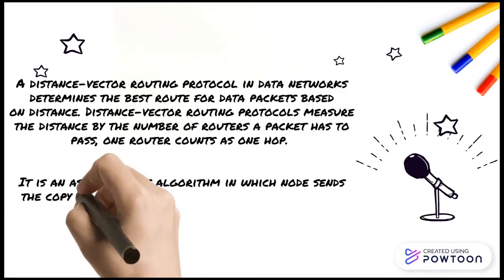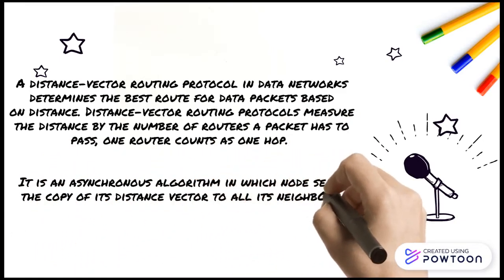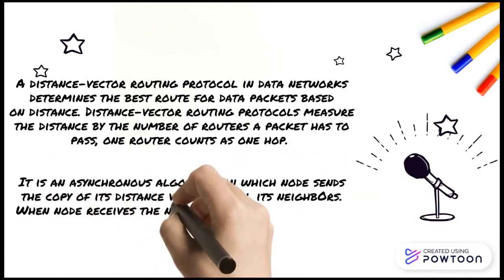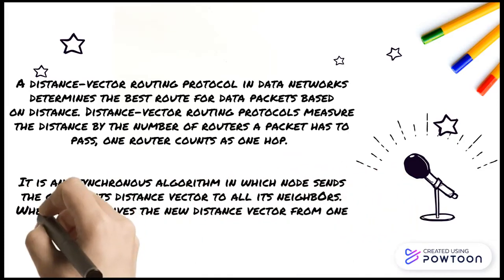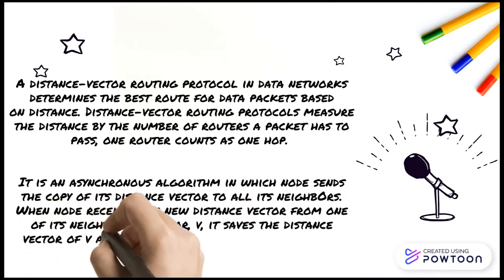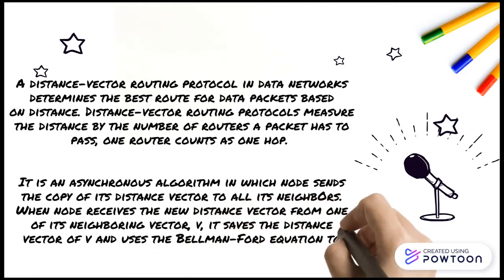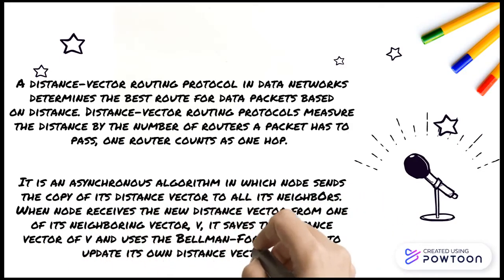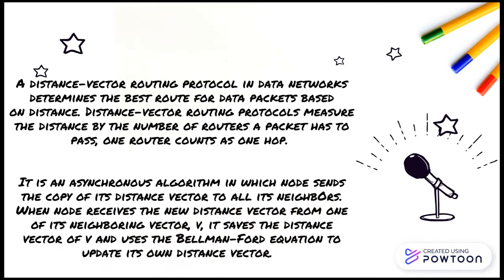It is an asynchronous algorithm in which a node sends a copy of its distance vector to all its neighbors. When a node receives a new distance vector from one of its neighbors, vector v, it saves the distance vector of v and uses the Bellman-Ford equation to update its own distance vector.